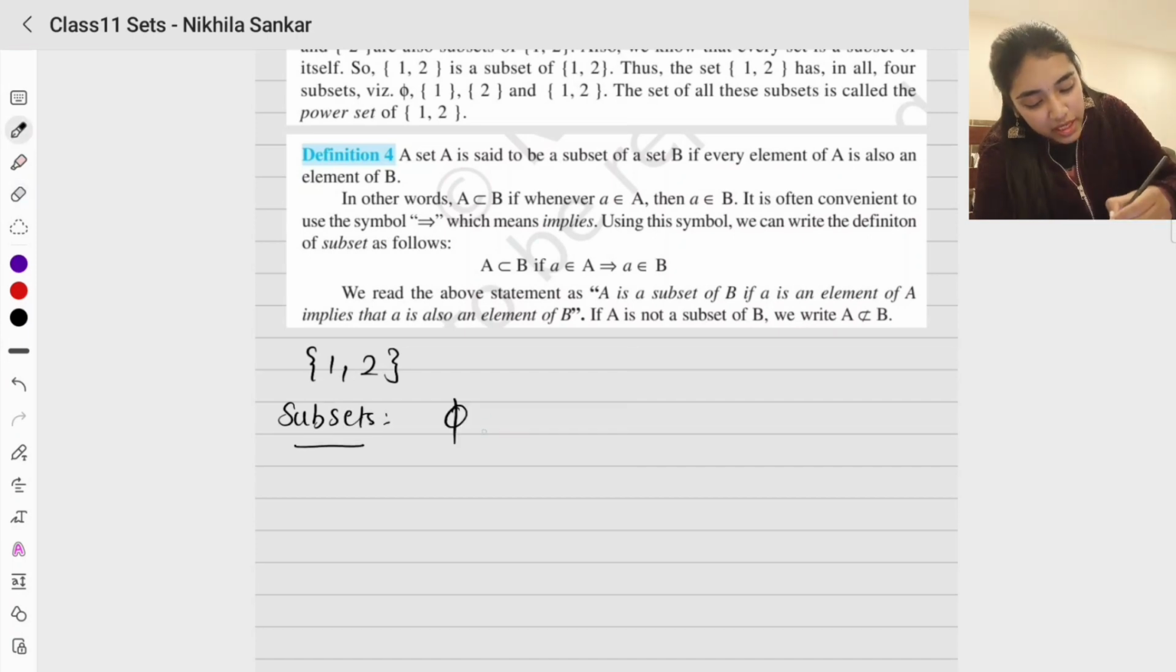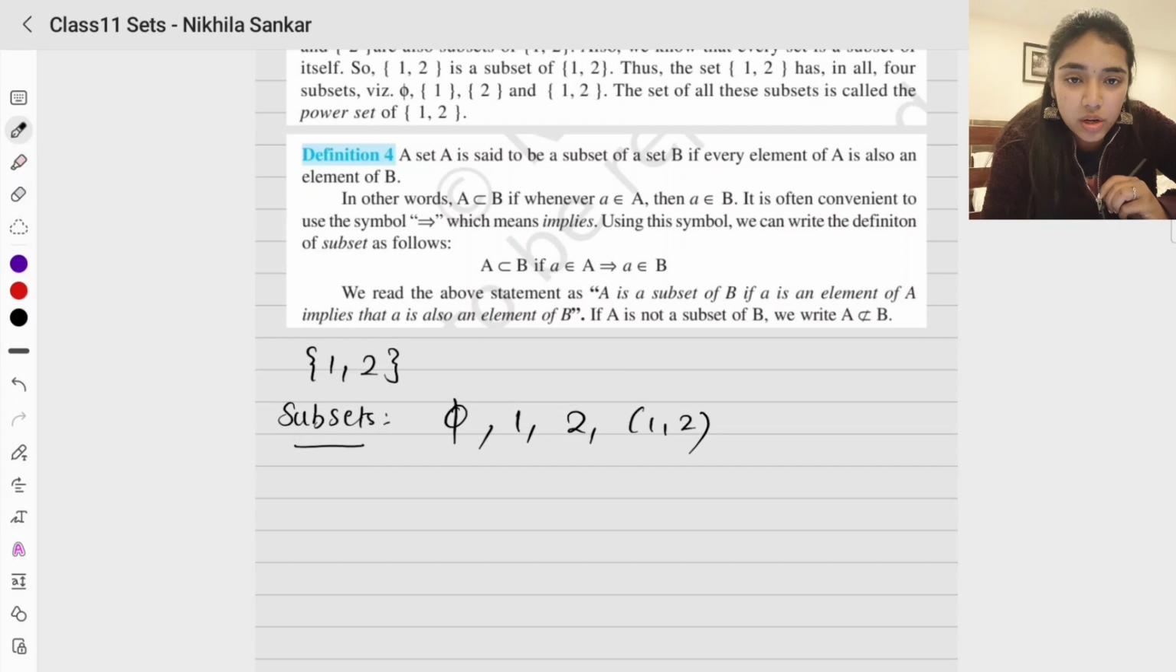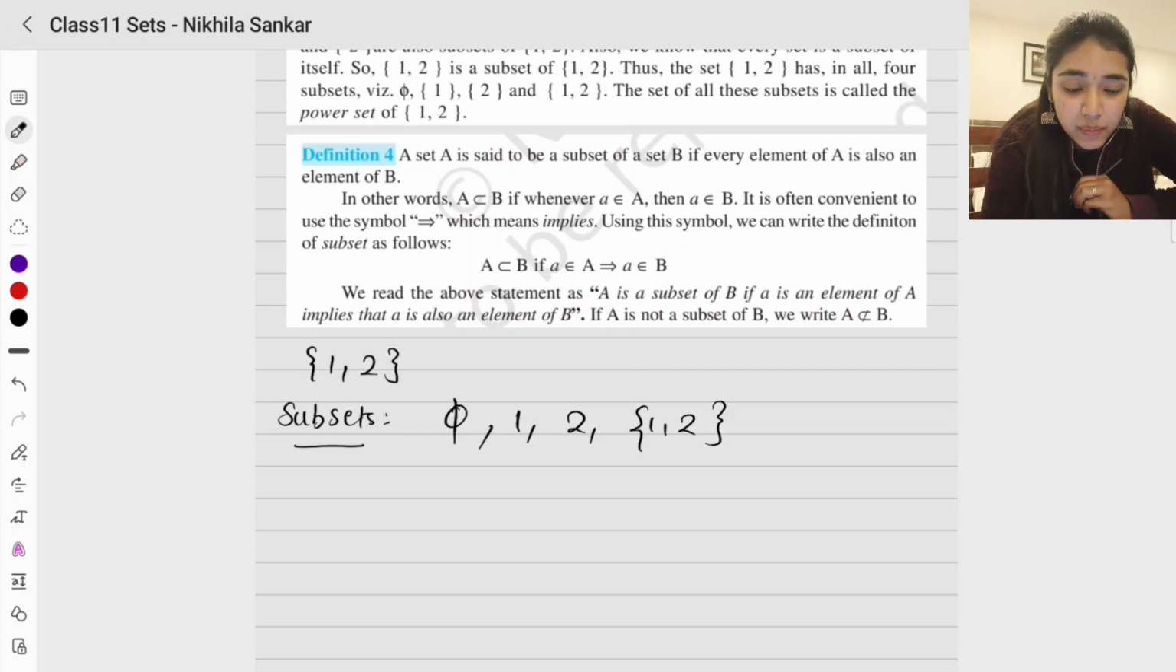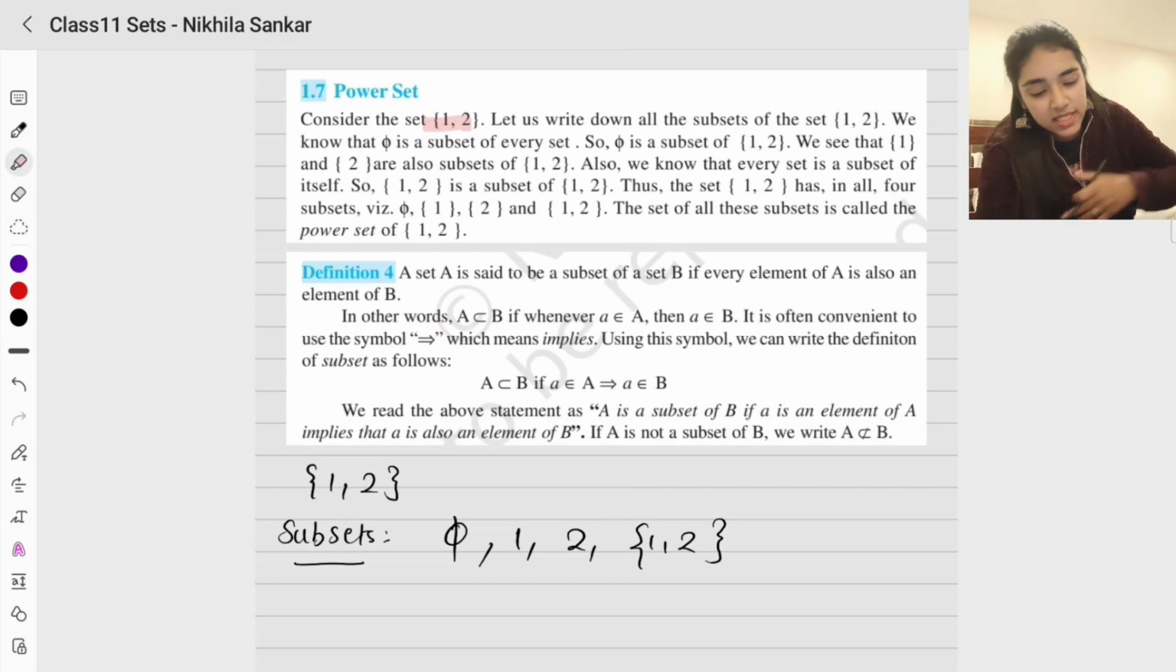Remember that the null set is a subset of any given set. So now what is here? The null set is there, 1 is there, 2 is there, then I have 1, 2. So these are all going to be my subsets. Okay, this has to be in between curly brackets. 1, 2 within curly brackets. A power set is going to be what is given here.